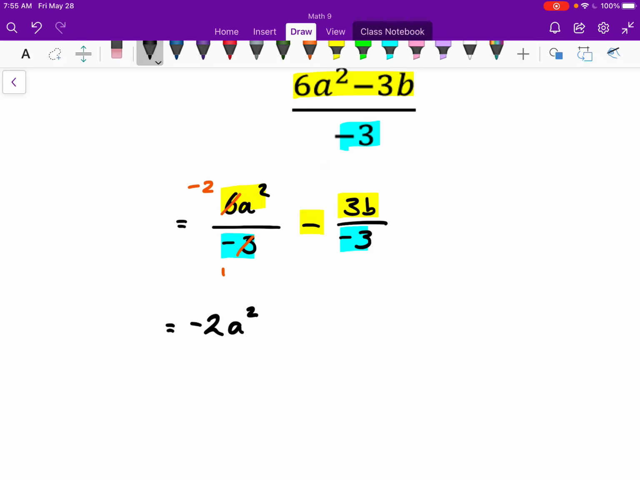And then over here, I have minus 3 divided by negative 3, which is negative 1. Or, what I like a little better, instead of subtracting a negative, I'll just change this right away to plus 1b, because the b divides by nothing else. And I don't really need that 1, so all I need to have is this in the end.